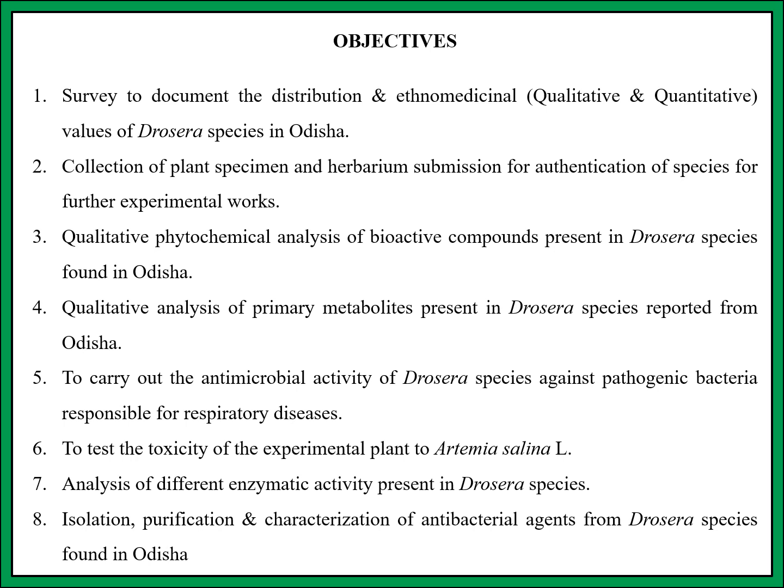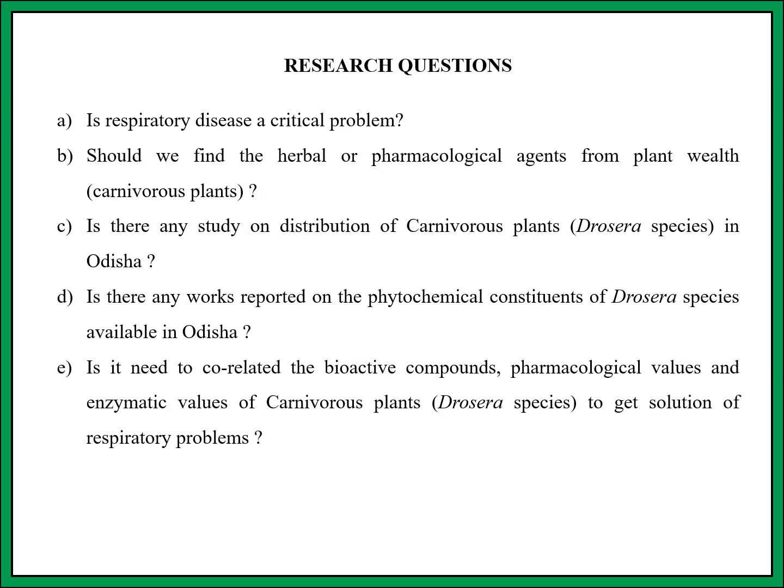Quantitative analysis of primary metabolites present in Drosera species reported from Odisha; to carry out the antimicrobial activity of Drosera species against pathogenic bacteria responsible for respiratory disease; to test the toxicity of the experimental plants to Artemia salina; analysis of different enzymatic activity present in Drosera species; isolation, purification, and characterization of antibacterial agents from Drosera species found in Odisha. Now research questions. In proposals, we have to write the research question or hypothesis.